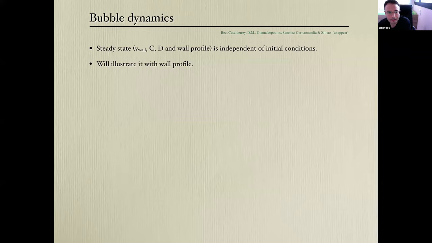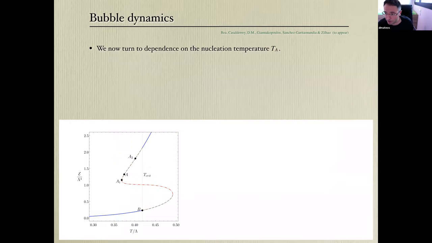Now let me address the dependence on the nucleation temperature. Let me vary the point at which you nucleate the bubble and see what happens. First, let me point out that these states C and D that are dynamically determined in terms of A depend relatively weakly on A. For example, here I'm showing you three different choices for A: A, A1, and A2. And all the corresponding Ds are all here, so they vary very little. And the C changes a little bit more, but not much.